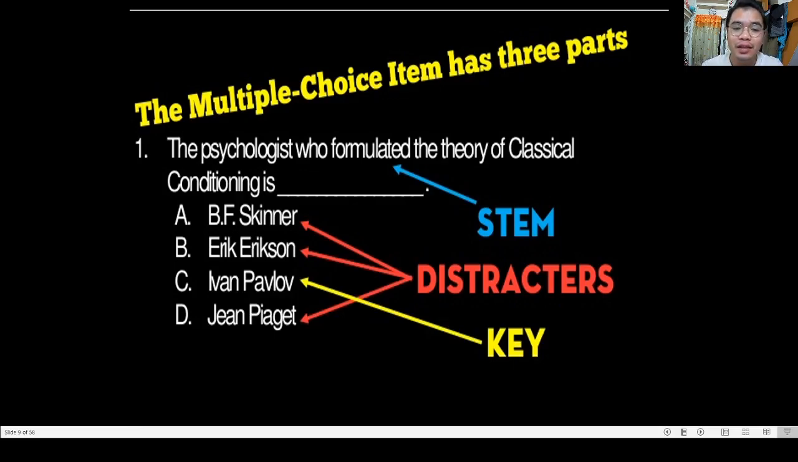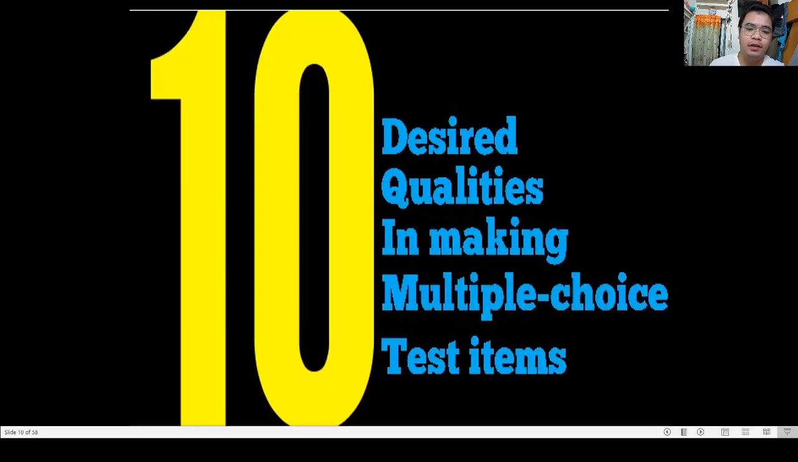Okay? So in this case, the psychologist who formulated the theory of classical conditioning, that is what we call the stem, and then the correct answer, the key answer, there is of course Ivan Pavlov, and we can see here some distractors: B.F. Skinner, Erik Erikson, and Jean Piaget. Okay? So let's now talk about 10 desired qualities in making multiple choice test items.